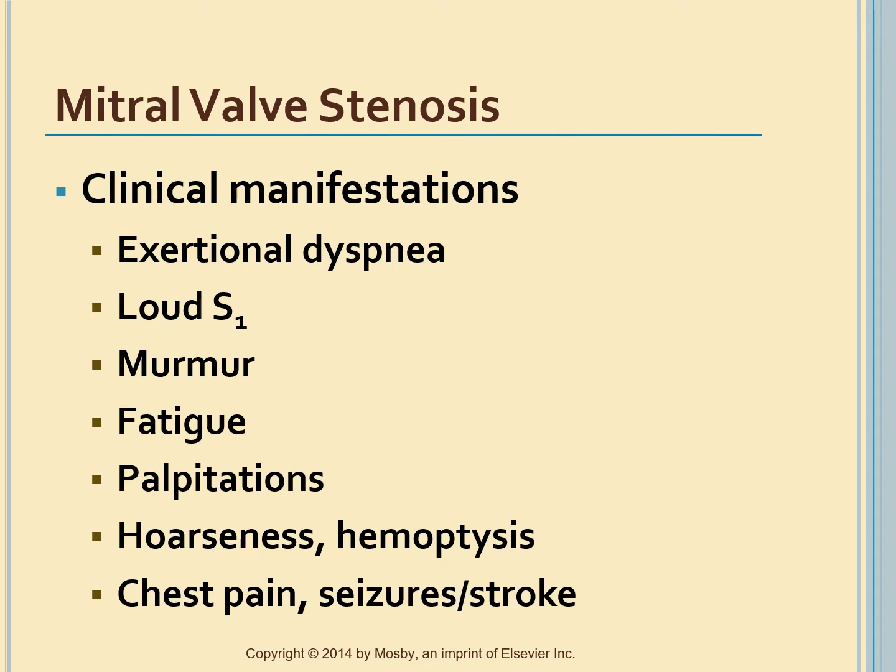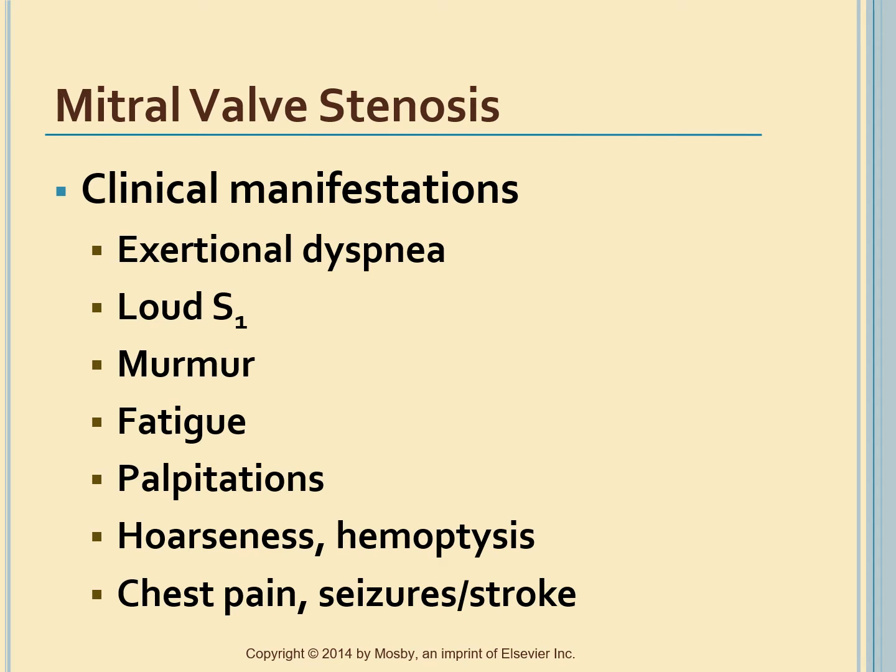So how does this look? Some of the clinical manifestations for mitral valve stenosis include exertional dyspnea, and this is secondary to decreased lung compliance because that blood winds up damaging some of the pulmonary vasculature. A very loud S1, because S1 is closure of the mitral and tricuspid valves. A heart murmur. Fatigue and palpitations could possibly be from atrial fibrillation. That's very common in this.